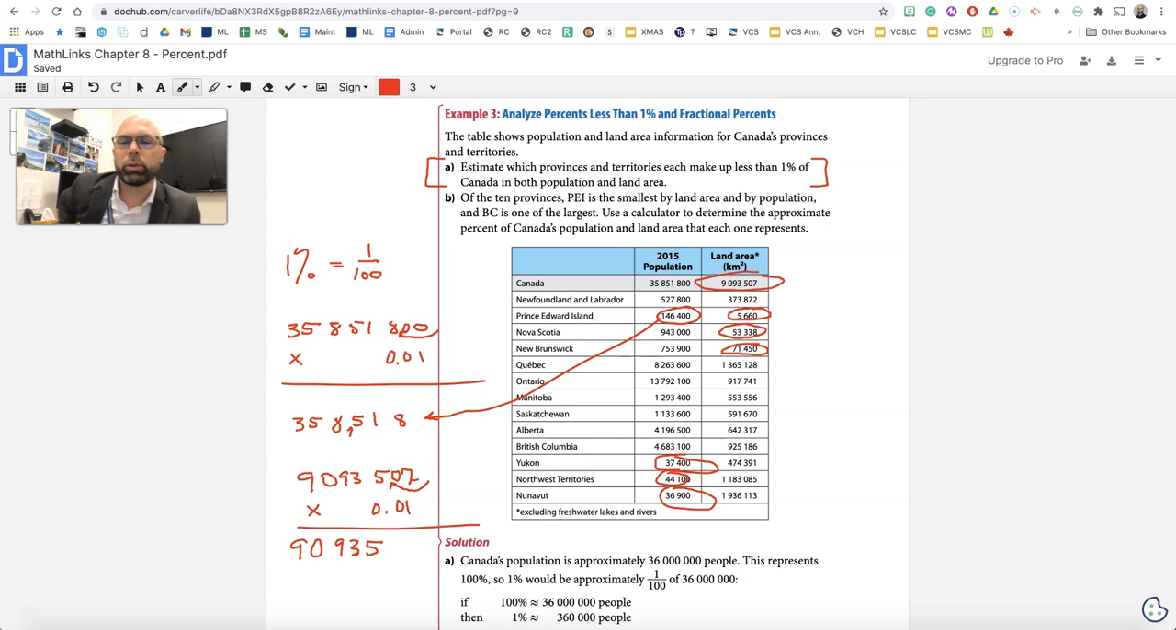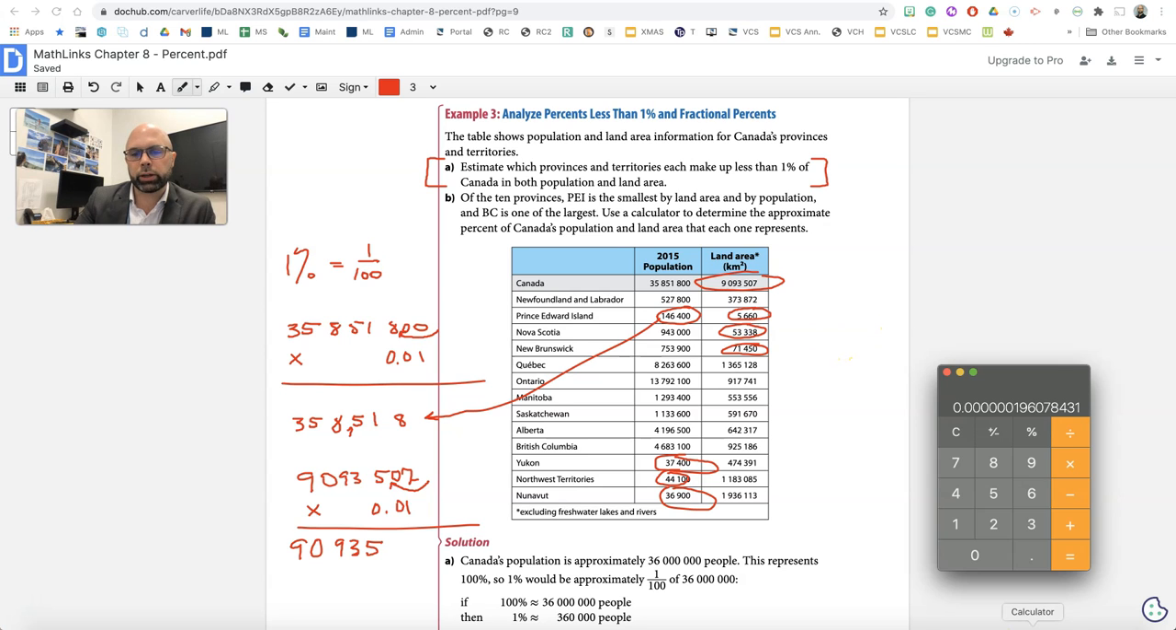Use a calculator to determine the approximate percent of Canada's population and land area that each one represents. So, just in terms of estimation, it says determine the approximate percent. Okay, so just for the sake of time, maybe I will estimate these. So what I would do is divide 146. I can show you my operations here for the population of Prince Edward Island.